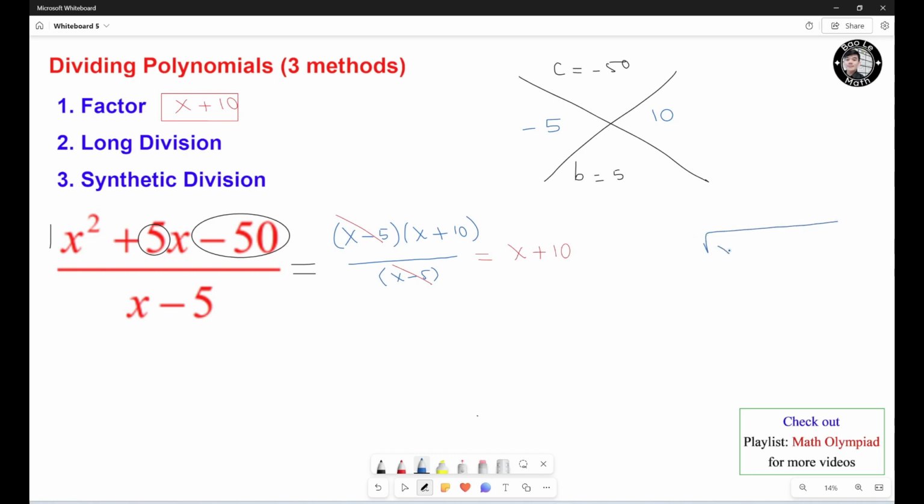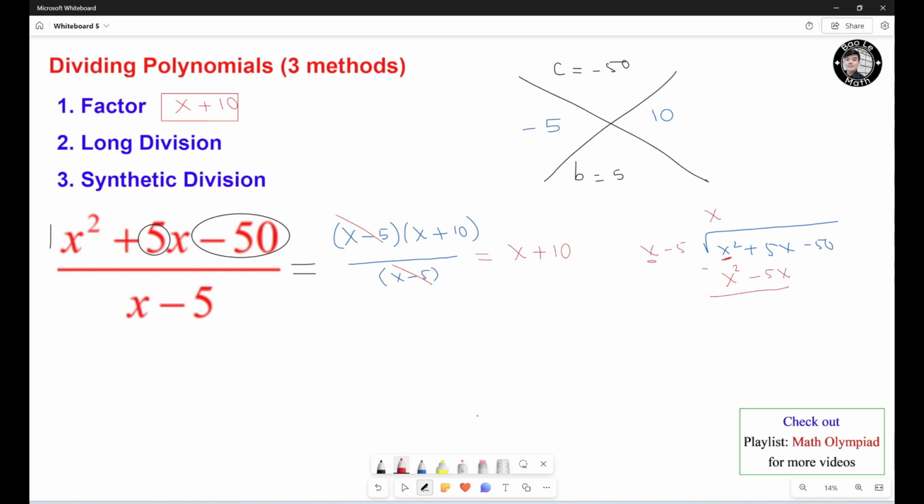So you put s squared plus 5s minus 50. We do long division, and then s minus 5 right here. You take the term with the highest power and divide by the term with the highest power here. So s squared divided by s is s, you put s right here. Now you multiply back: s times s is s squared, and then s times negative 5 is negative 5s. And you subtract this.